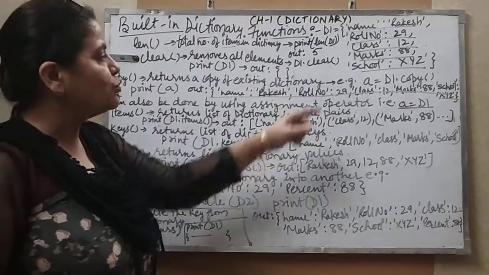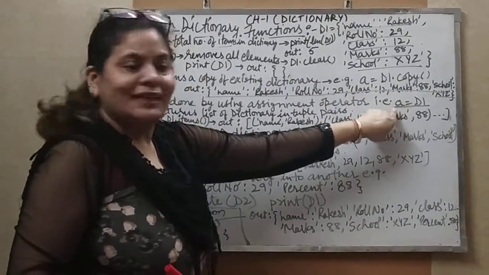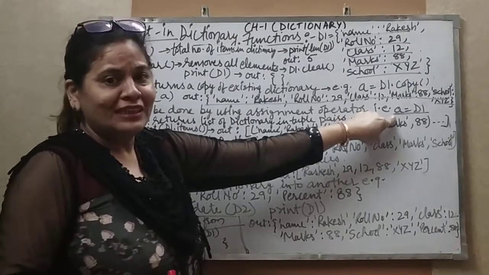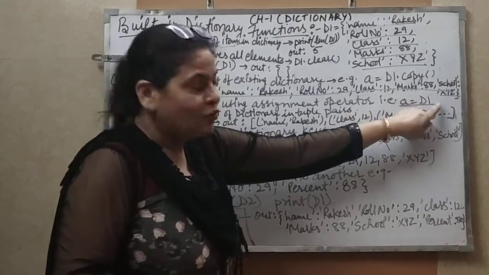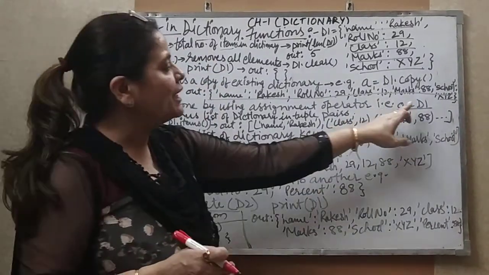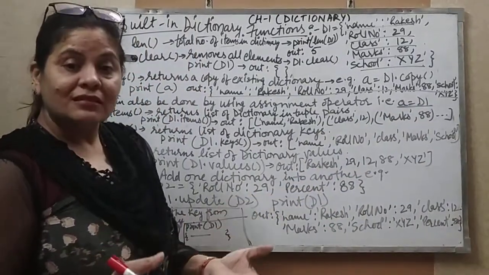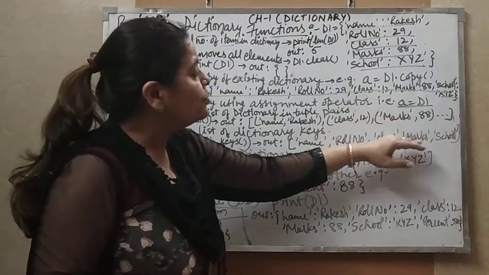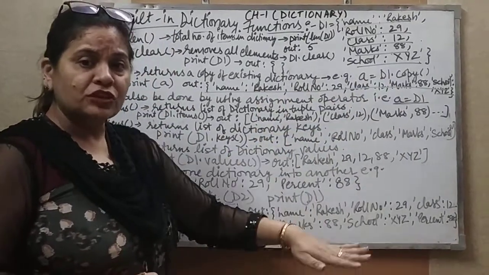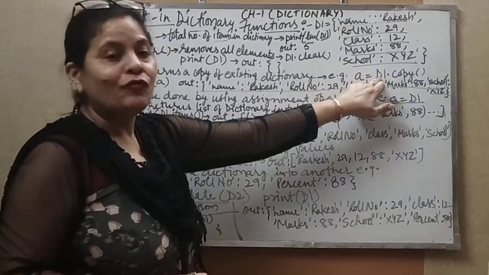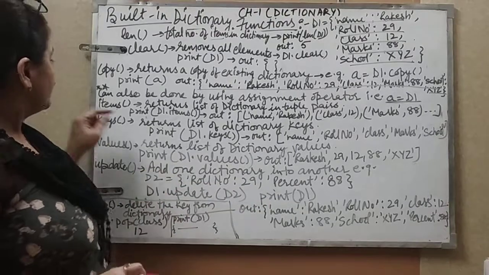Then what is the difference between the D1 dot copy function and the assignment? If we use the assignment operator for making a copy of an existing dictionary, it means any changes done in either A or in D1 will reflect back to one another. If I'm doing any changes in dictionary 1, suppose I have changed the value of my dictionary as 29 or 89, then the value will be reflected in A also. Whereas if we'll make a copy using a copy function, then any changes done in A will not reflect back to D1. This point we have already discussed in the list function.